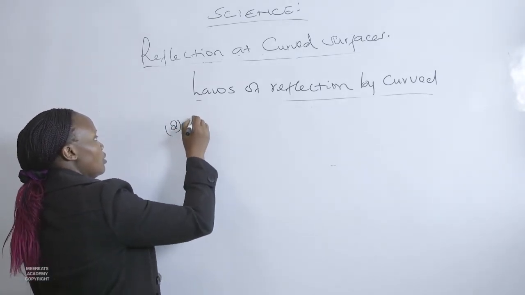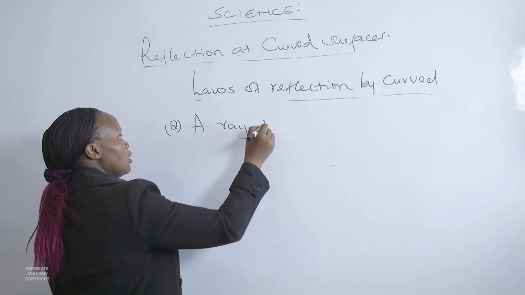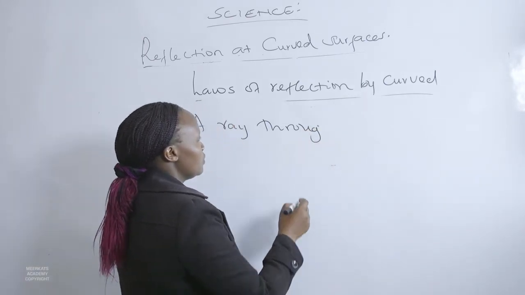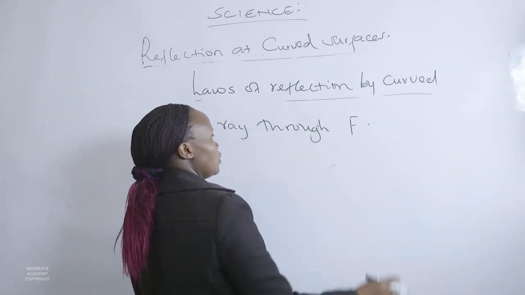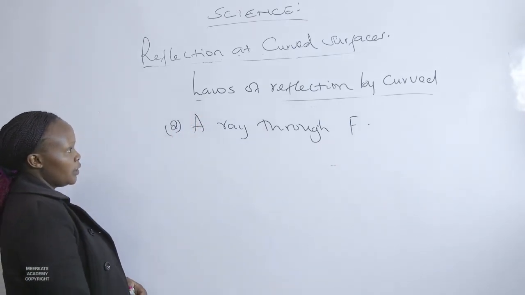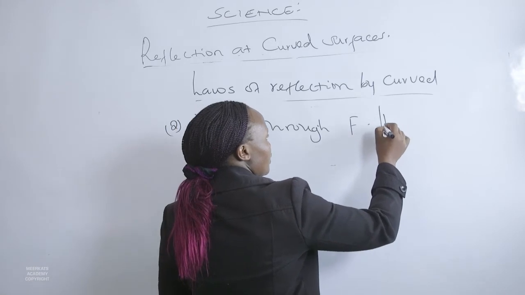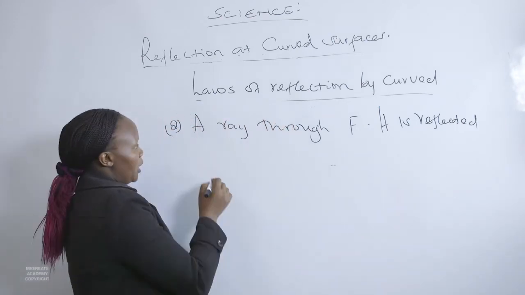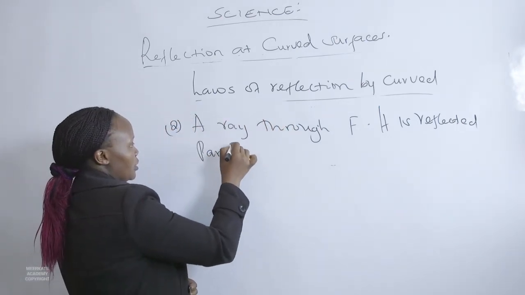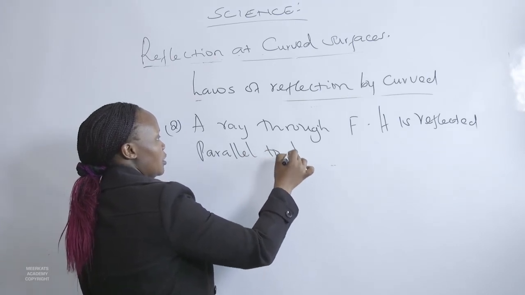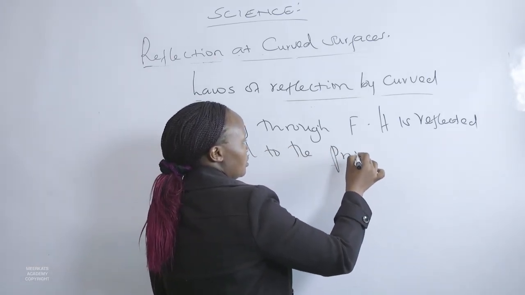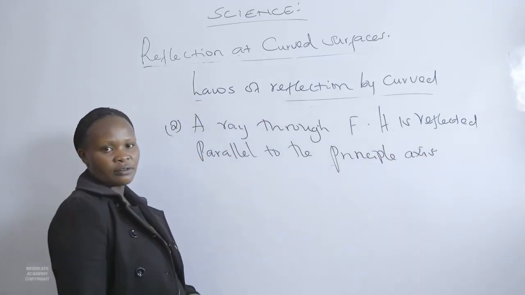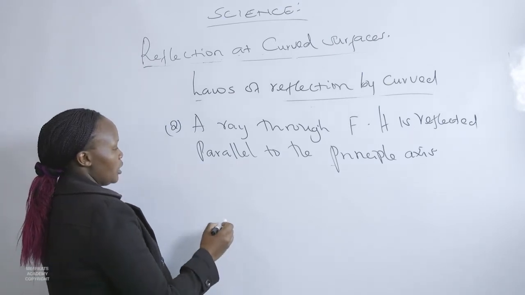Number 2, a ray through F, and it is reflected parallel to the principal axis. It is reflected parallel to the principal axis.